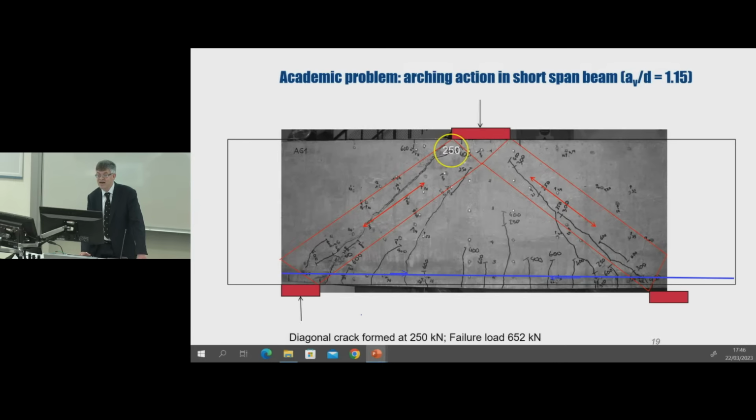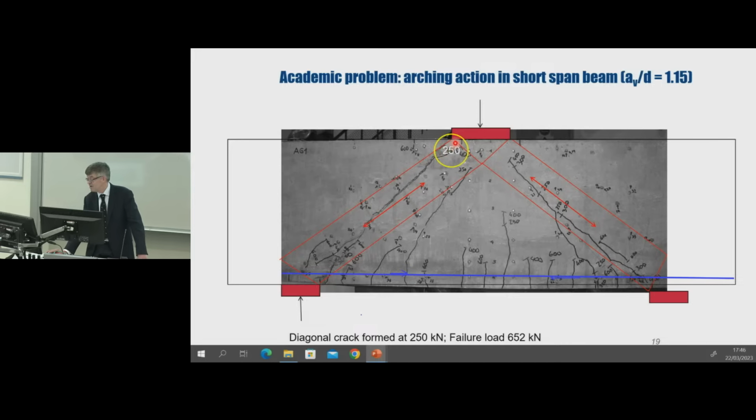Here we have a short shear span beam. The behavior of this is quite different. Once diagonal cracking has formed, the beam behaves like a tied arch, as shown, with the applied load being transferred directly back to the supports through the concrete acting in compression.